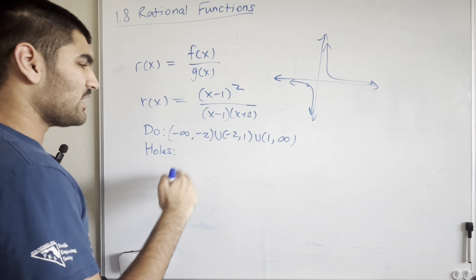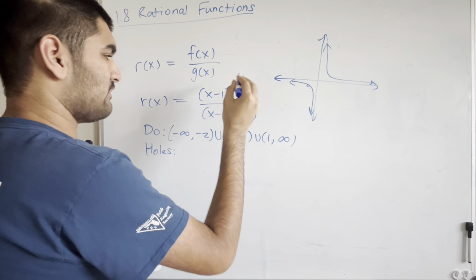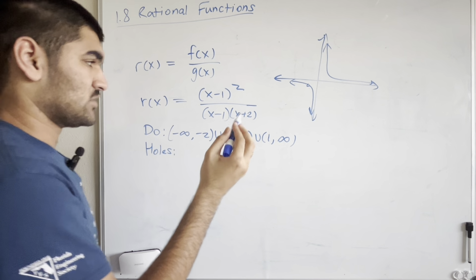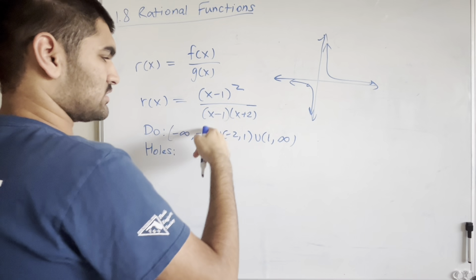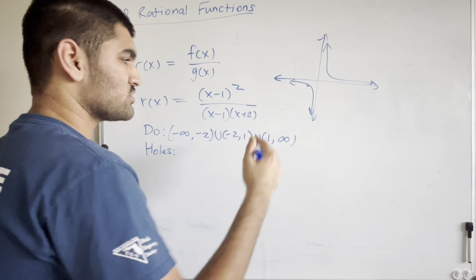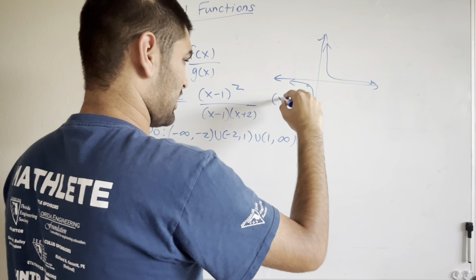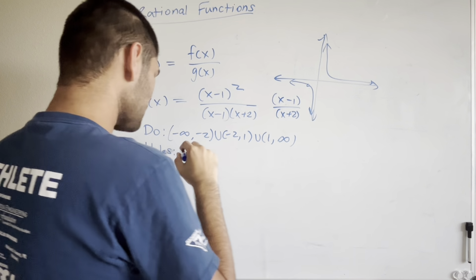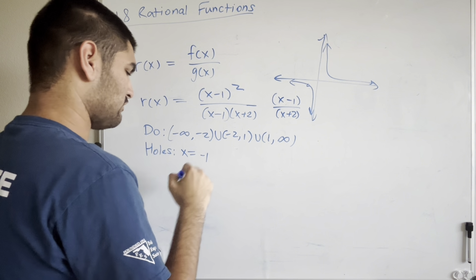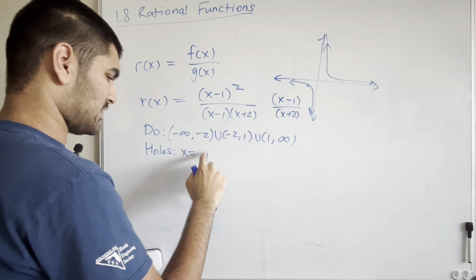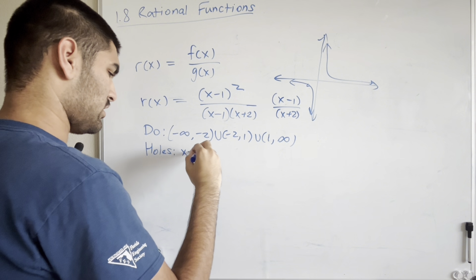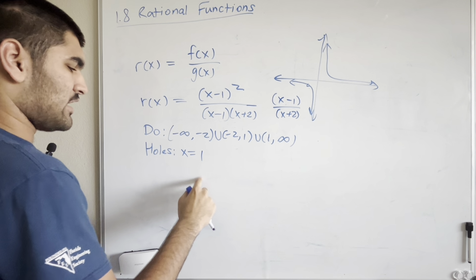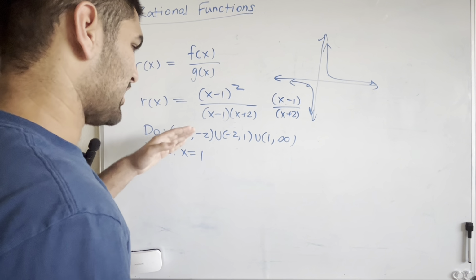The way you find the holes is if any of the linear factors cancel. For example, in this one, you can see that the x minus 1 in the top and bottom cancels. Once you cancel that, you're left with x minus 1 over x plus 2. That means that at x equals positive 1, which is where x minus 1 equals 0, you have a hole because that factor canceled.